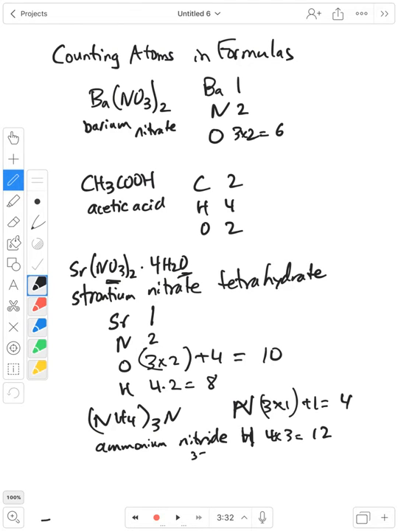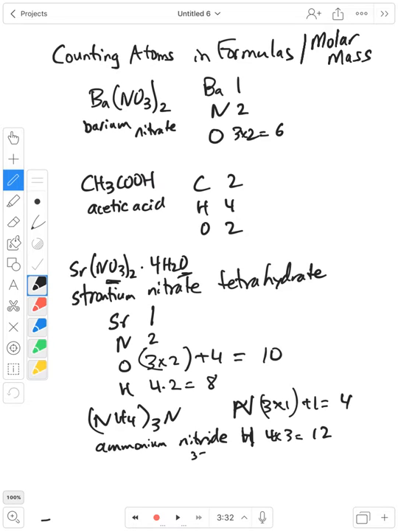We've just looked at counting atoms and formulas. Let's use that skill to now determine the molar mass for different compounds. To do this, we're going to use the periodic table, using average atomic masses for each of the elements.